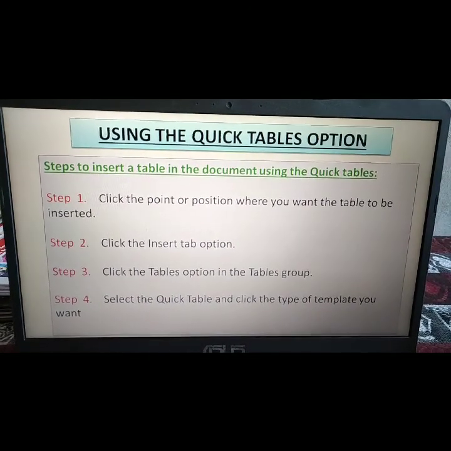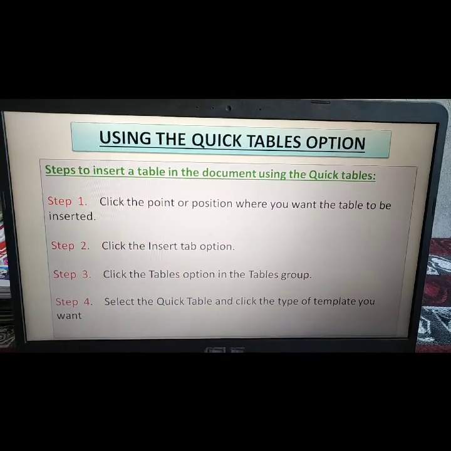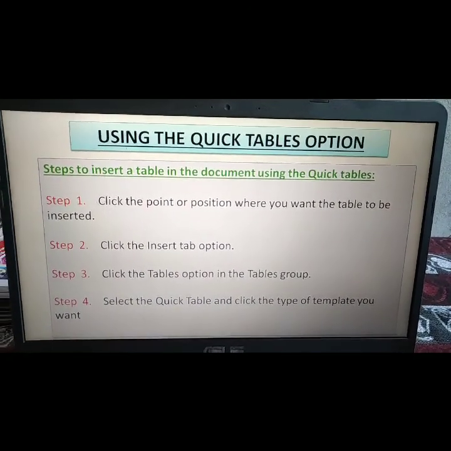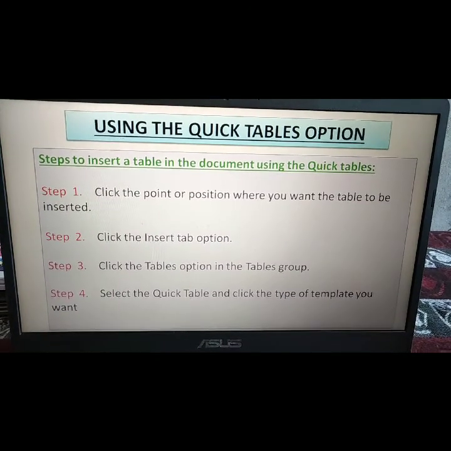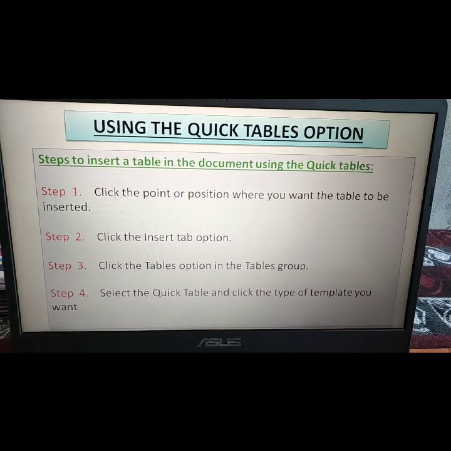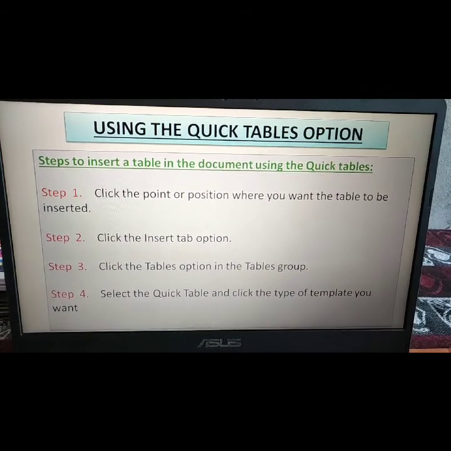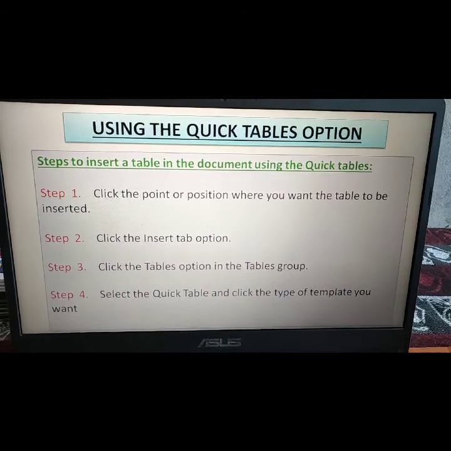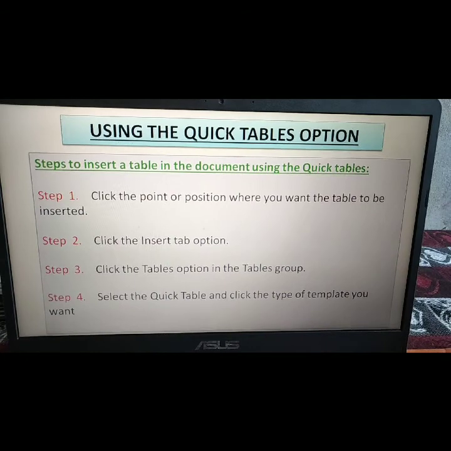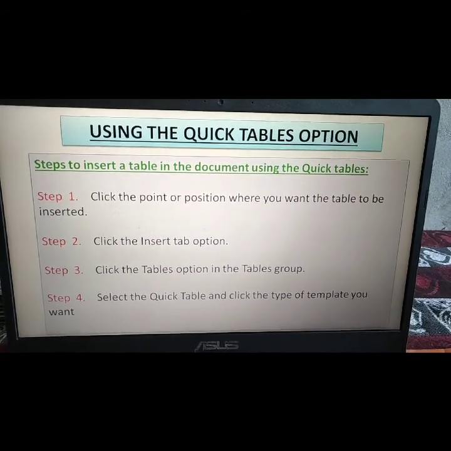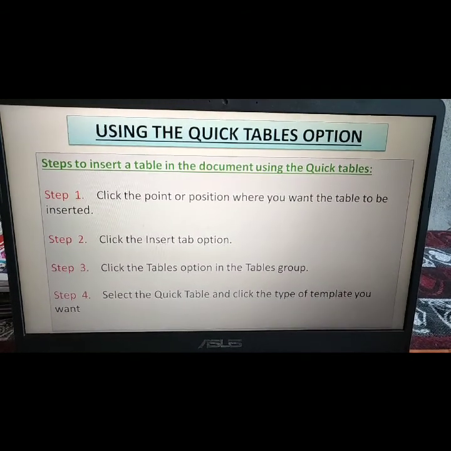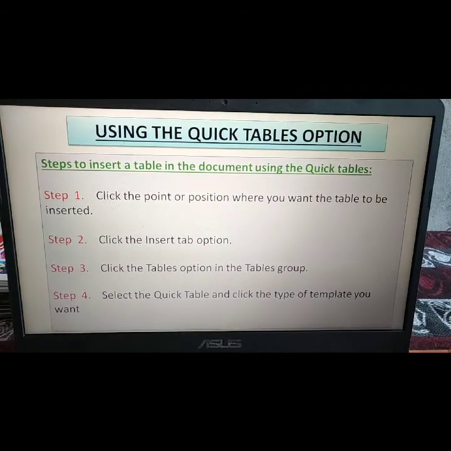Step 4 is select the quick table and click the type of template you want. And it is very important here, step 4, select the quick table and click the type of template you want. Here you go to the quick table option. Okay, that means in quick table you can select the templates and click the type of template you want. There are various types of template or design. You can go and select any one template according to your choice, and after that you can click on that template.